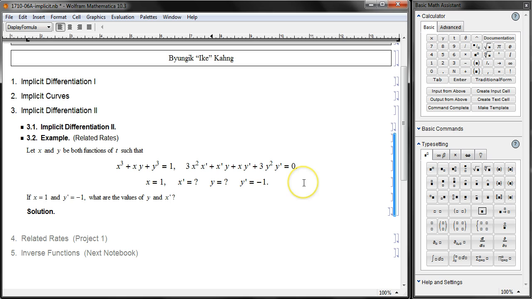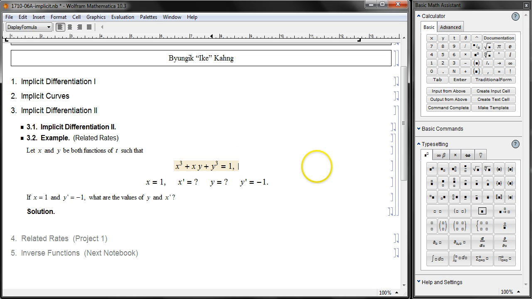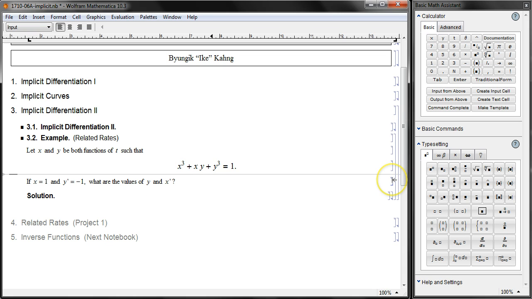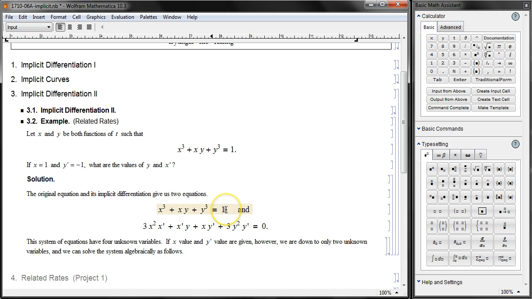Plug in the known numbers, and can we solve the system of equations, a system of nonlinear equations, two equations and two unknowns? Yes, that's going to be possible. It may be a bit of a challenge, but it is possible, and this kind of process is called problems on related rates. x prime and y prime are both rates, and they're related. Here's the solution. We have equation number 1, the original, and equation number 2, the implicit differentiation.